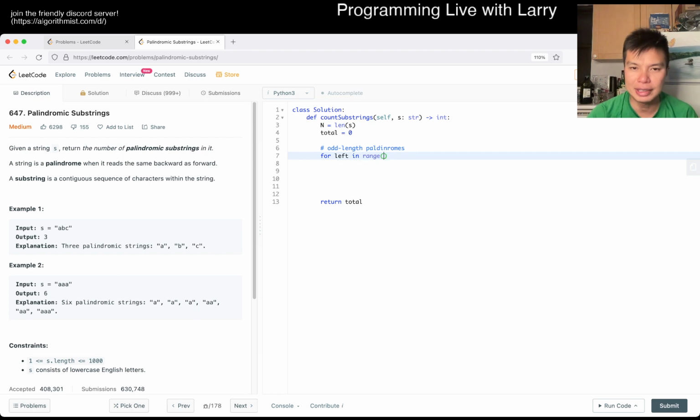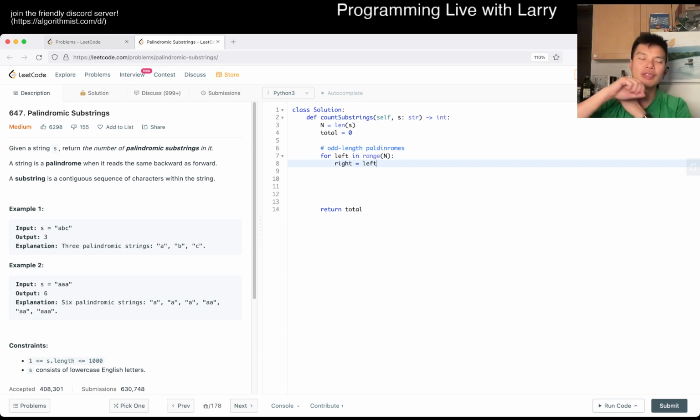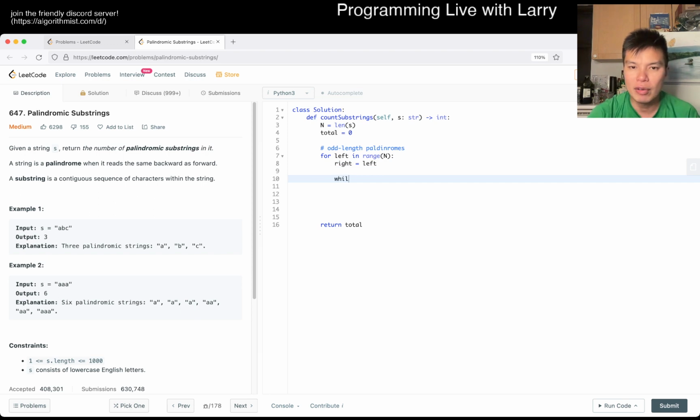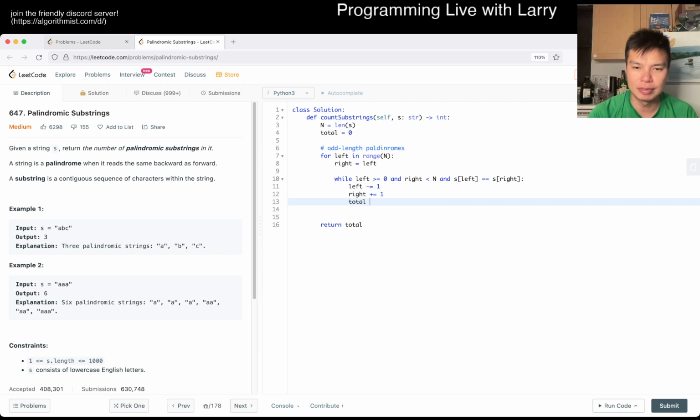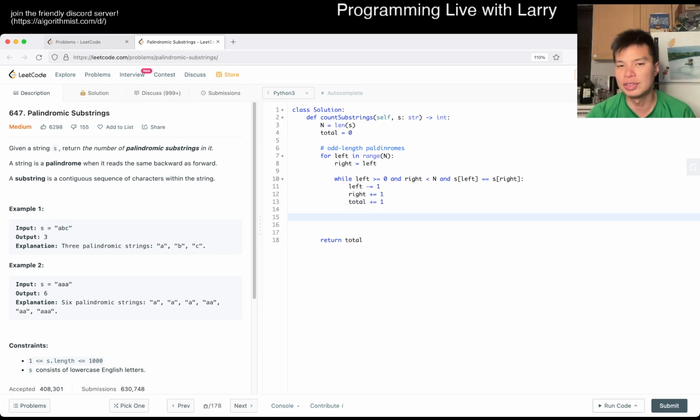For each one, you have a one length palindrome, then when you expand, it's going to be 3, then 5, then 7, then 9, and so forth, right? That's basically the idea. While s of left is equal to s of right, then we expand, we move left to the left and right to the right. And of course, we should check that left is greater than or equal to 0 and right is less than n, right? And we have to increment the total by 1, and that's all you need for the odd number ones.